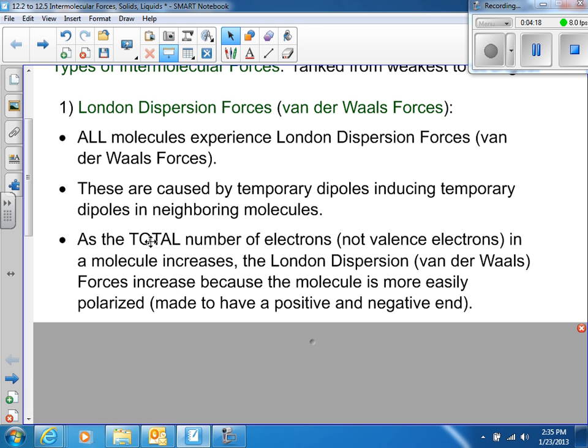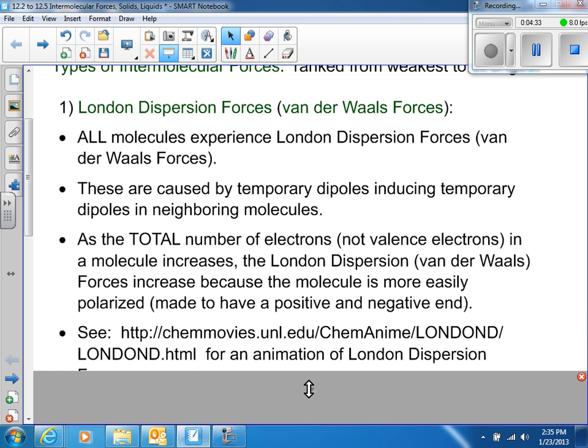In addition to just total number of electrons, a molecule can also have stronger dispersion forces if it's a more complex, longer molecule. So the shape of the molecule also affects London dispersion forces.